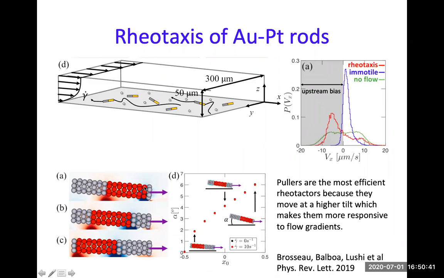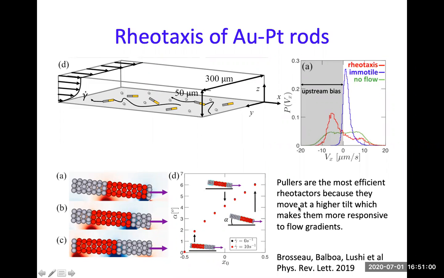Why so? Our hydrodynamic model shows that poolers are most efficient because they move at a higher tilt. And because they have a higher tilt, they are more responsive to flow gradients. And pushers are actually the least effective.